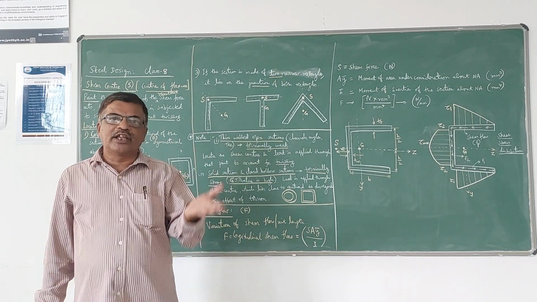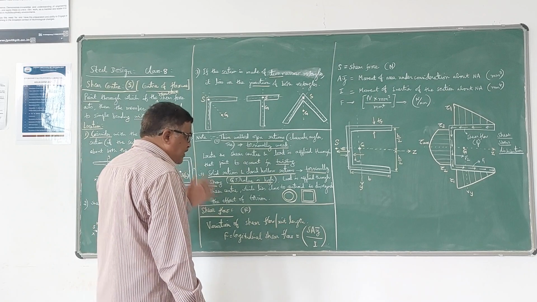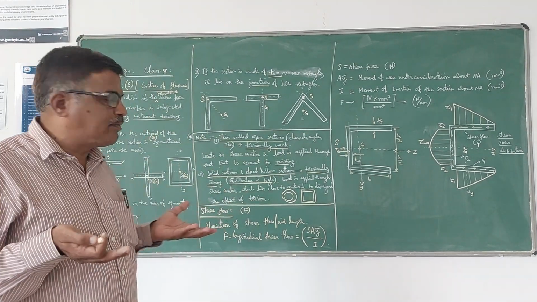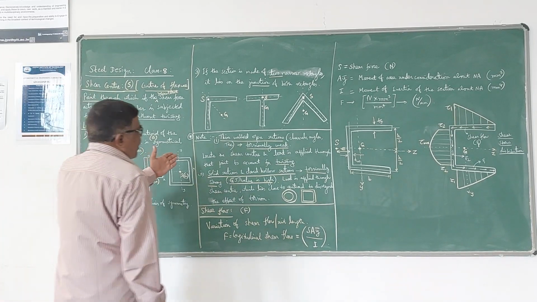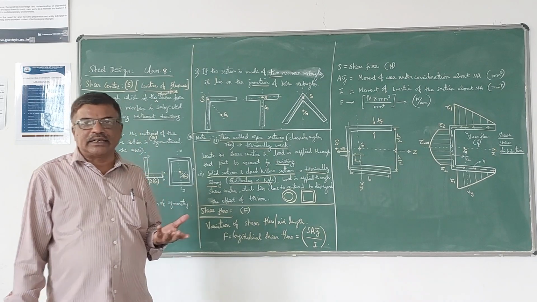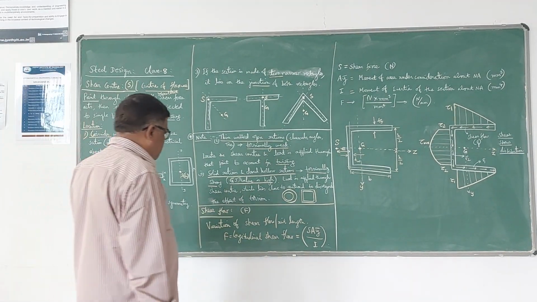So in that case, if you apply the load passing through the shear center, then the effect of torsion can be disregarded. So it can be omitted. These are the two important points you have to note down. That is why the location of shear center is very, very important when a section is subjected to torsion.